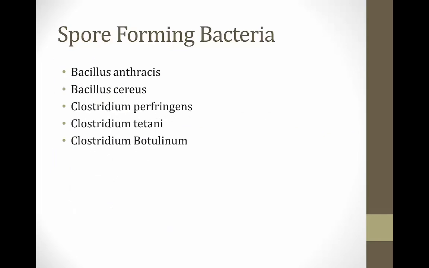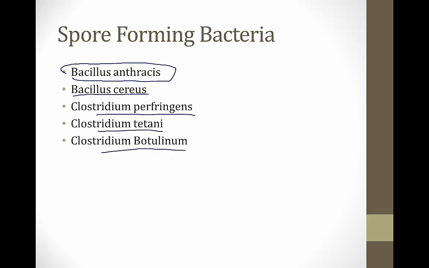On this slide, I've listed some of the key spore-forming bacteria. So anthrax is a spore-forming bacteria, and that's why it's a potential weapon of bioterrorism. In theory, you could release anthrax spores into a city and cause infection in millions of people. B. cereus, which causes food poisoning, is a spore former. So is Clostridium perfringens, and tetani, and botulinum. And that concludes our module on bacteria.